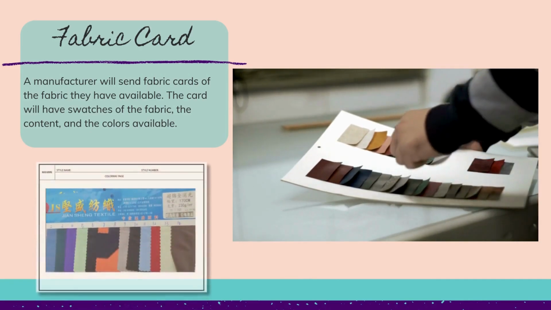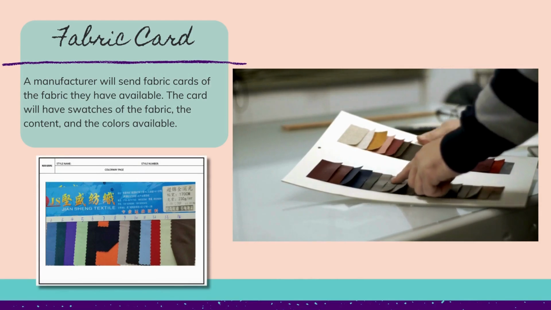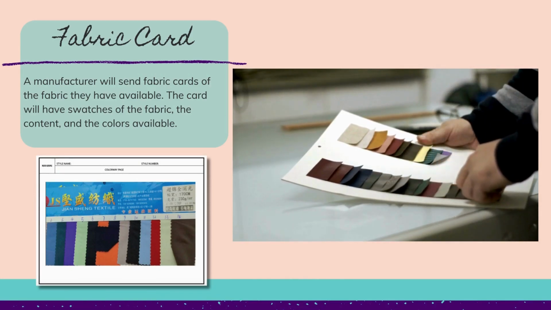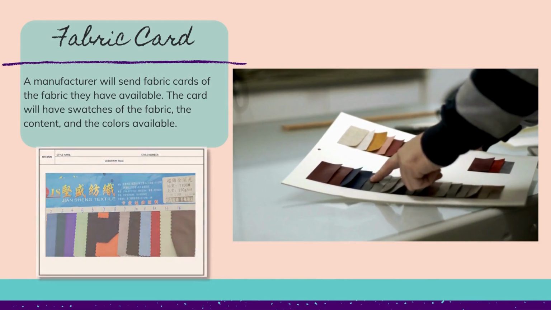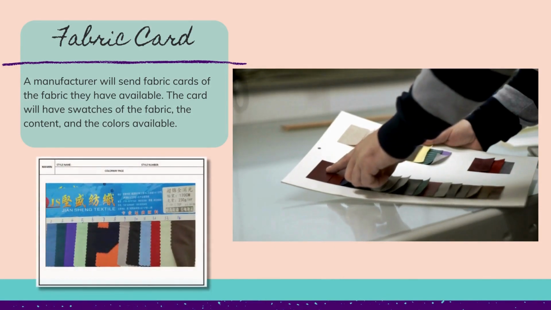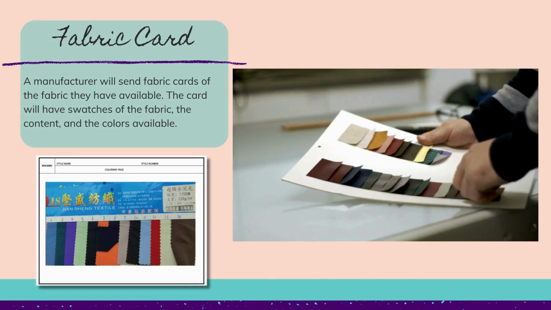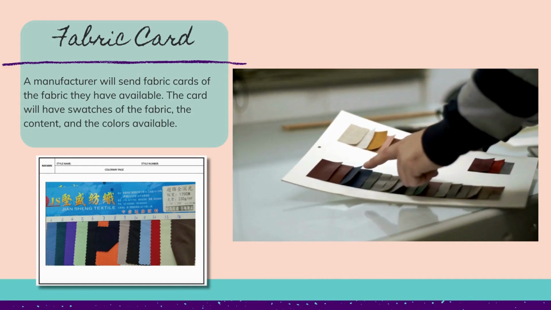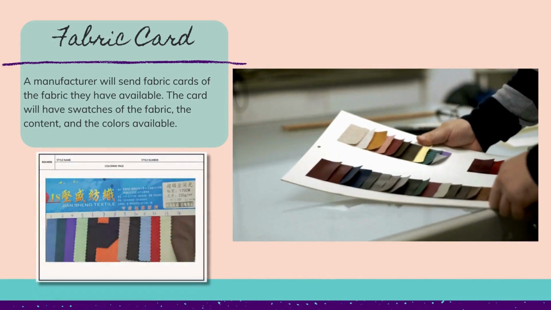A designer can request to have the factory send samples of fabric and trims over to choose from before creating their bill of materials. A manufacturer will send fabric cards of the fabric they have available. The card will have swatches of the fabric, the content, and the colors available. Once a fabric is chosen, the designer can add this information, the fabric, content, color, and manufacturer, to the BOM.